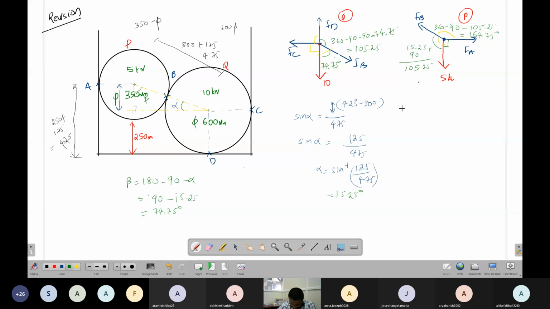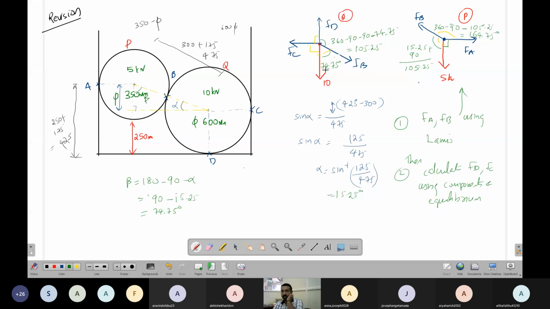Okay, so you calculate. I think time is already over. So calculate now. You can calculate FA and FB using damage theory. Then calculate FD and FC using components. So this is the first step you have to do, this is the second step. I hope this is clear. You will do the rest, you do it as needed. Okay, now I think you should stop.